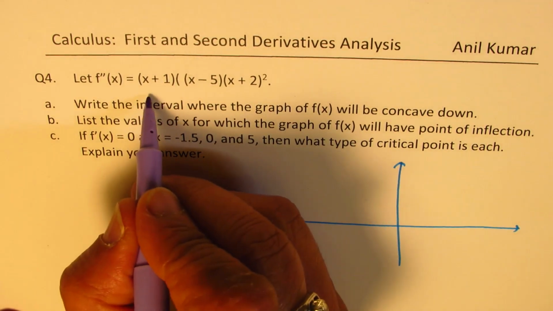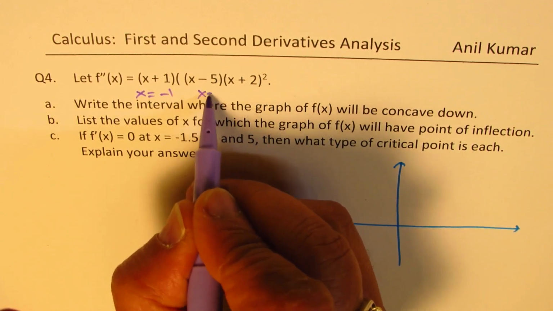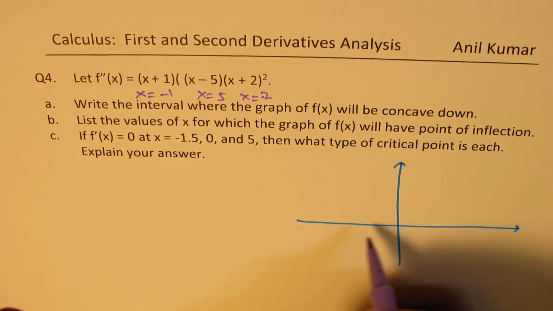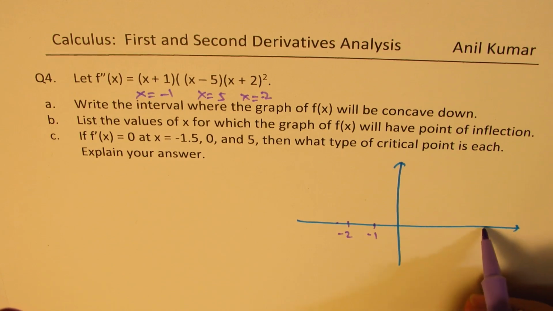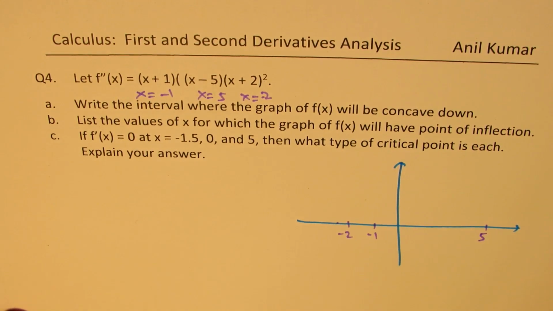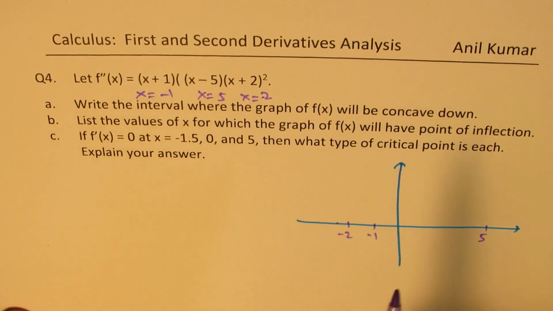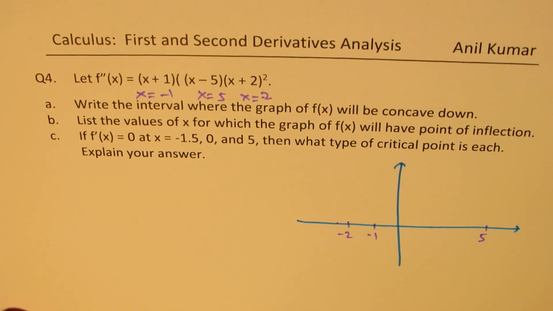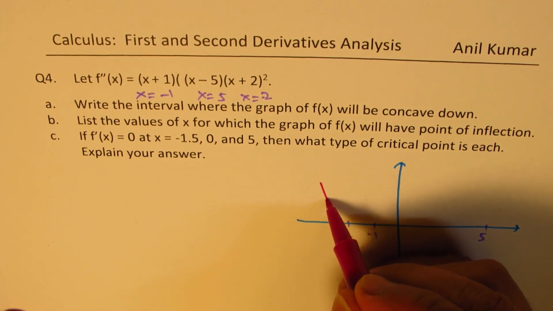Zeros are at x equals minus 1. These are the critical numbers, x equals 5 and x equals minus 2, right? Okay, so we have, let's say, minus 2, minus 1, and let's say this is 5. Now it's degree 4, right? And the multiplicity at minus 2 is 2, so the graph will turn at this point. It's linear otherwise, so the graph will be kind of like this.